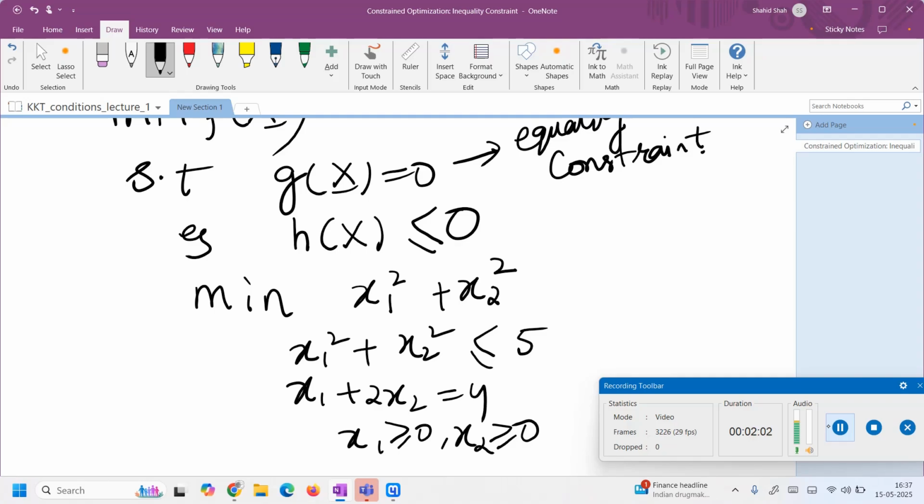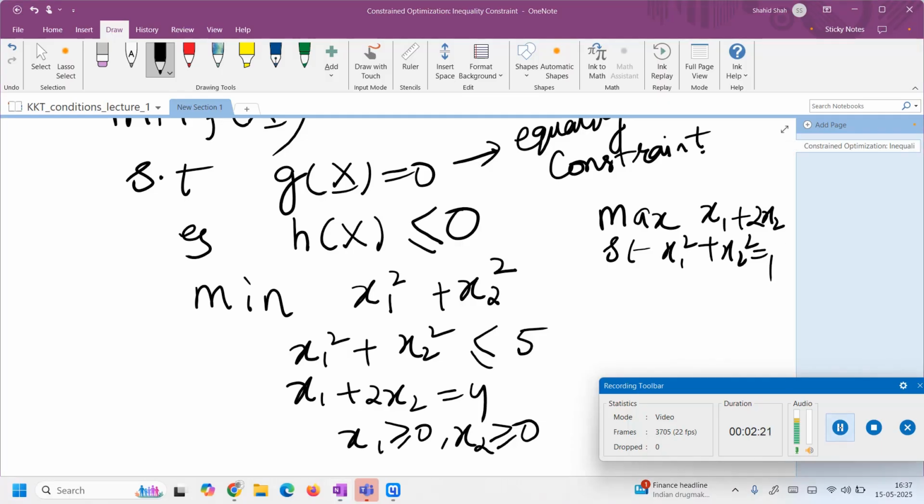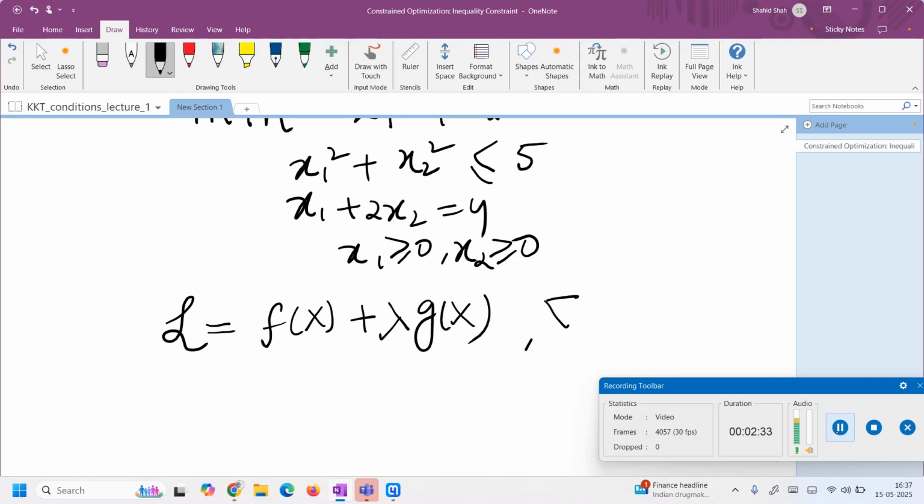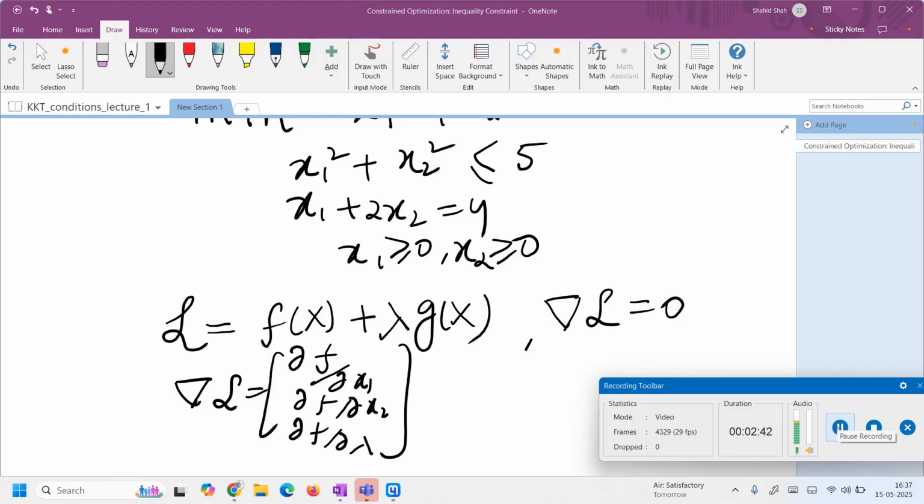Now, till now, if you remember, in the class we had, suppose, maximize x1 plus 2x2 such that x1 square plus x2 square equals 1. What is the solution in that case? You have to first form a Lagrangian, that is f of x plus lambda times the constraint g of x. And then you have to find the gradient and put that equal to 0. And what is the gradient here? You can define it like this: the partial derivatives with respect to the three variables, and equate that to 0.